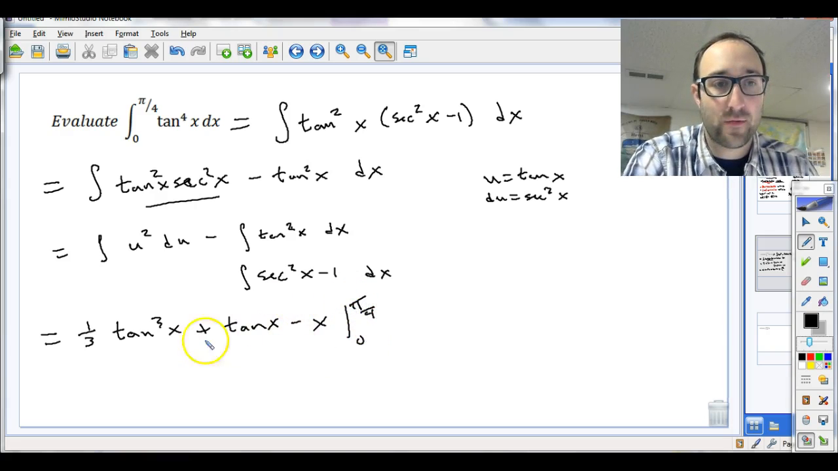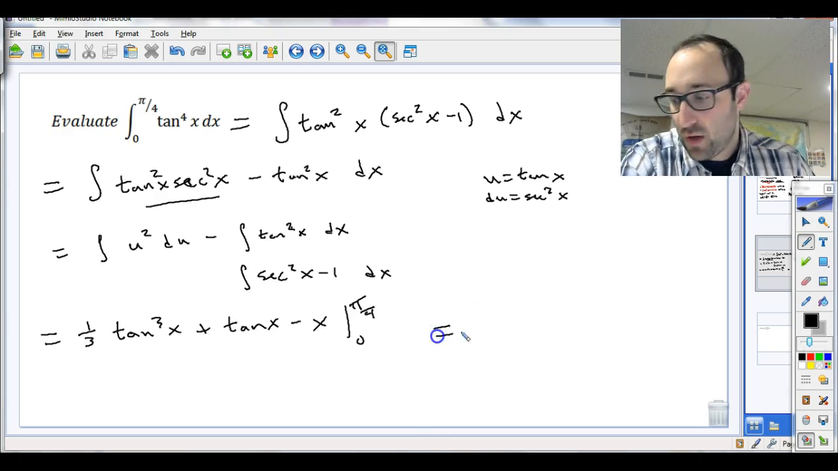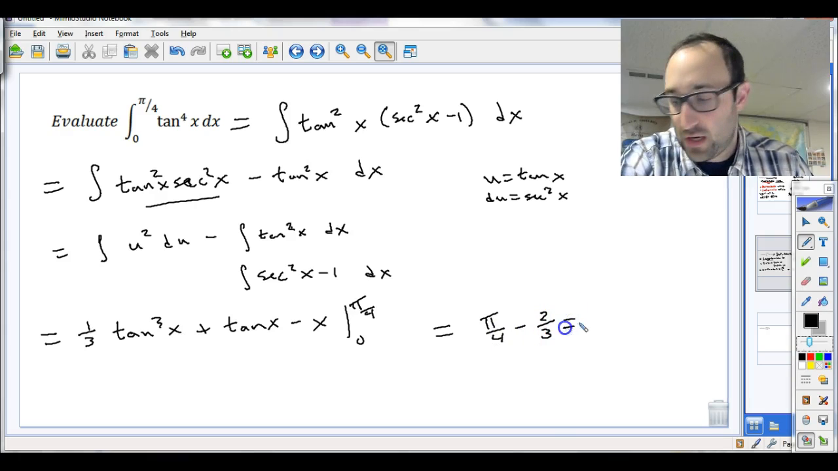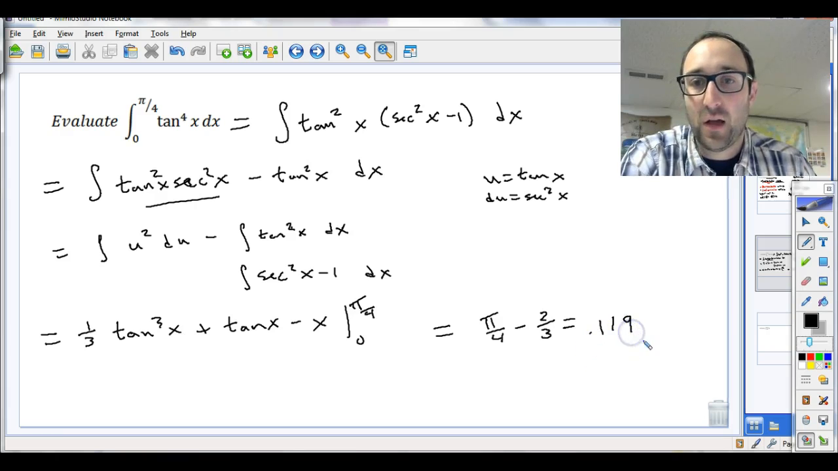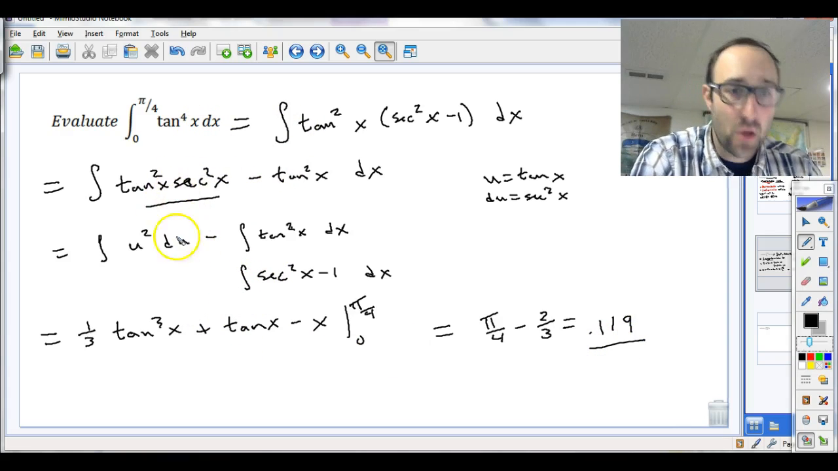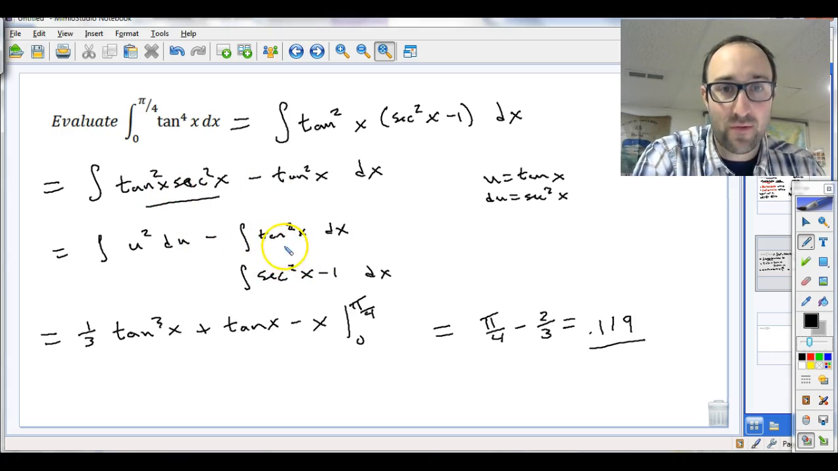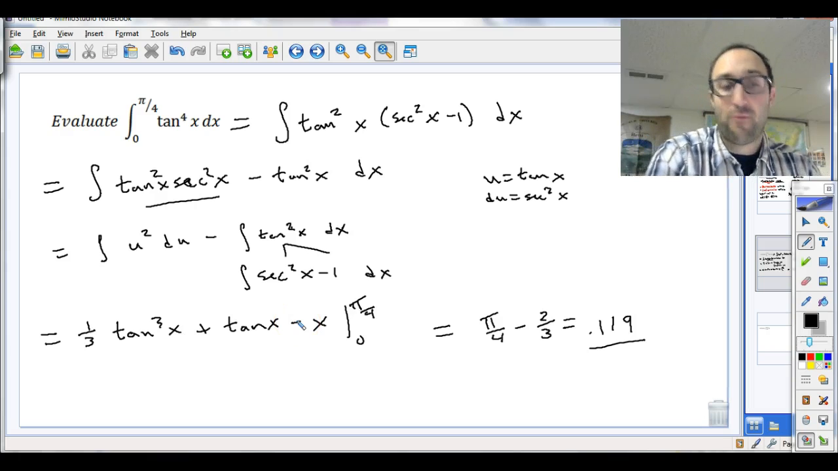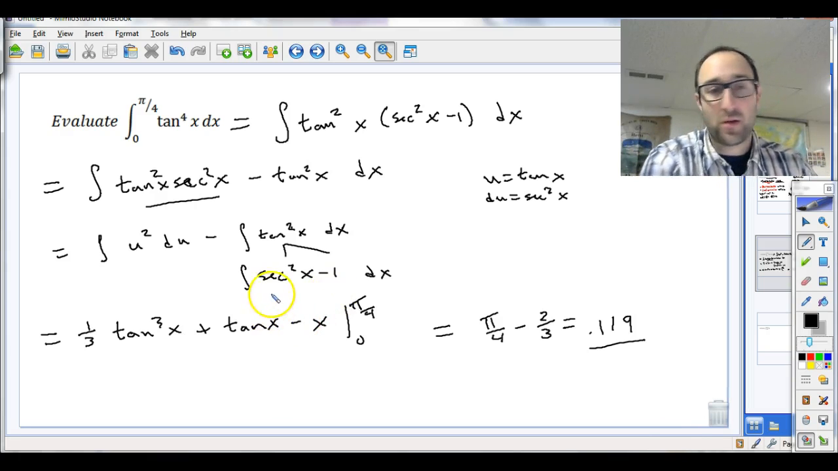And then we're going to evaluate that from 0 to pi over 4. So if I plug in pi over 4 into all of these, I should end up with an answer of about pi over 4 minus 2/3. So if you plug that into your calculator, you should also get about 0.119. Alright, so there you go. We might have to break this up into multiple parts. Do this once, and then twice, and then break this one down further, and that might make it a little bit easier for you.